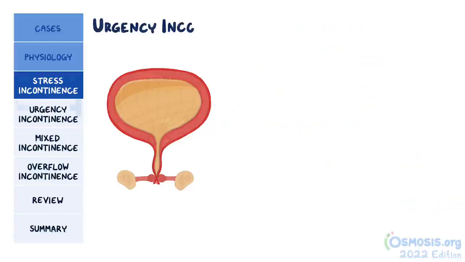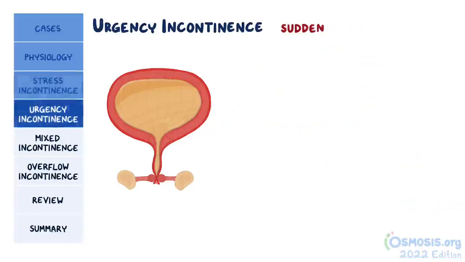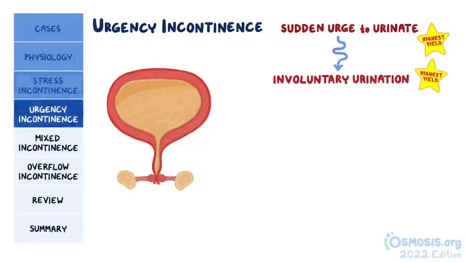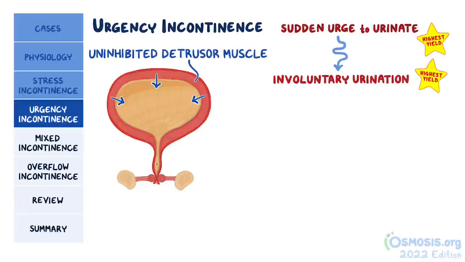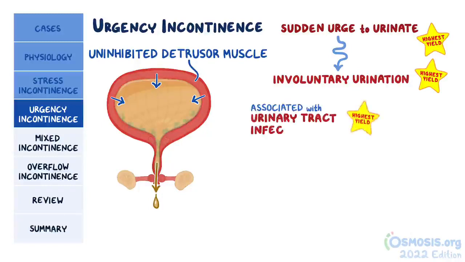Next, there's urgency incontinence, which is when someone has a sudden urge to urinate because of an overactive bladder, followed immediately by involuntary urination. This is typically due to an uninhibited detrusor muscle that contracts randomly. This usually results in frequent urination, especially at night. For your tests, remember that urgency incontinence is usually associated with urinary tract infections. That's because the inflammation in the bladder might trigger the detrusor muscle, causing it to contract out of nowhere.